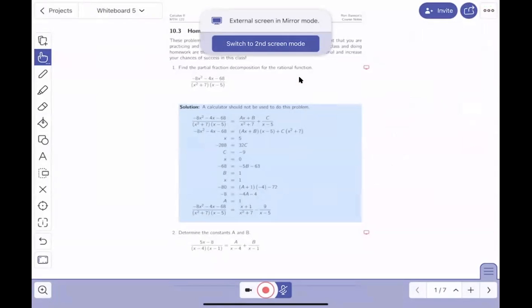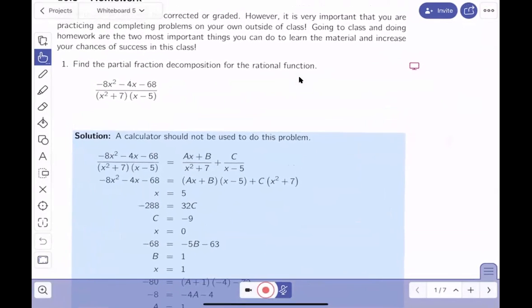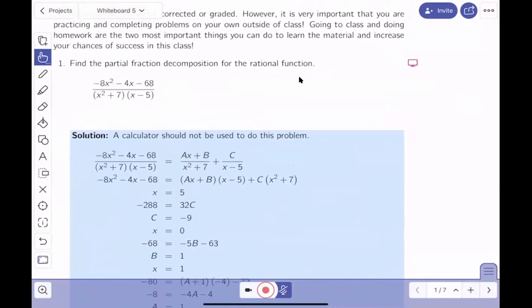Okay, we'll look at problem number 1. I'll read it to you. It says, partial fraction decomposition for the rational function. And what's nice about this is the way it's written. The bottom's already factored for me. So what do I know? I know it can be decomposed into 2 fractions. Let me put that down for you.